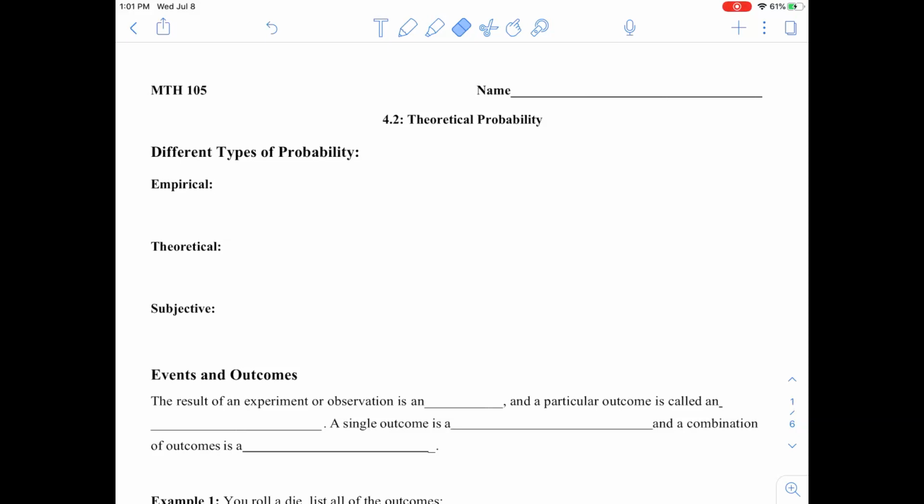Hi students, here are your notes for 4.2, and it's going to focus on theoretical probability. In the previous lesson, we briefly discussed empirical probability. And the difference between these two types of probability is that empirical is based on experiments, also known as trials.